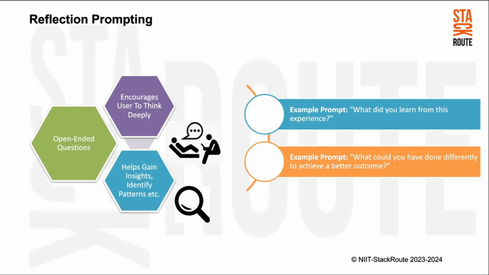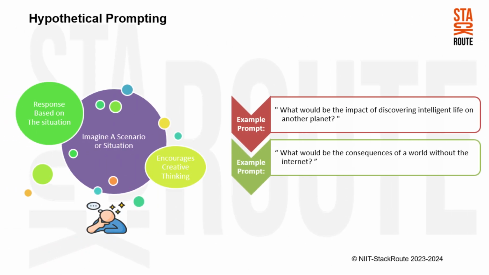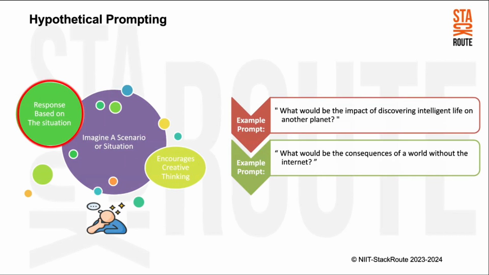Now, let us move forward with the next type of prompting, which is hypothetical prompting. It involves asking the user to imagine a scenario or a situation and then provide a response based on that hypothetical situation. It encourages creative thinking and allows the user to explore different perspectives or possibilities. So, for example, a hypothetical prompt could be: what would you do if you won the lottery tomorrow? Or how do you think the world would be different if everyone spoke the same language?